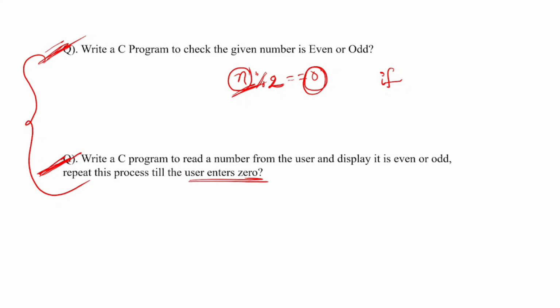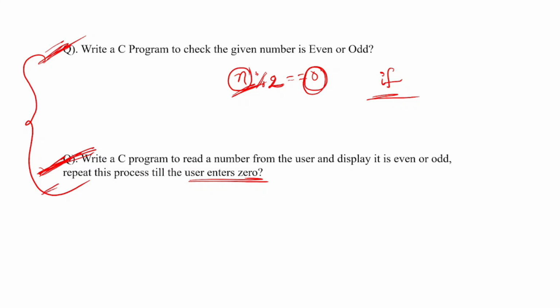Write a C program to read a number from the user and display whether it is even or odd. Repeat this process till the user enters 0. To write this particular program, if condition alone is not sufficient, we have to use a loop. In C language, we have three types of loops: while, do while and for loop. By using looping control structures, we can write this particular program.